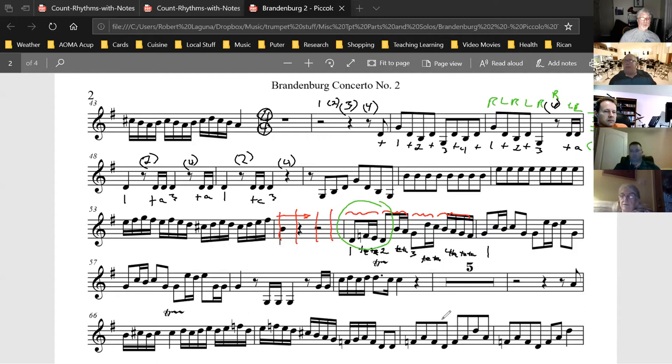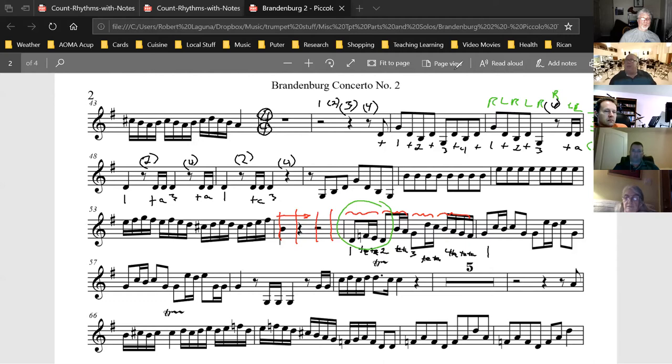You can take whatever piece of music it is that you're working on right now, where you have a rhythm that's actually giving you trouble, and just break it down this way. If you have a PDF, then you can just color it this way. If you don't, then just do it in pencil so you can erase stuff.